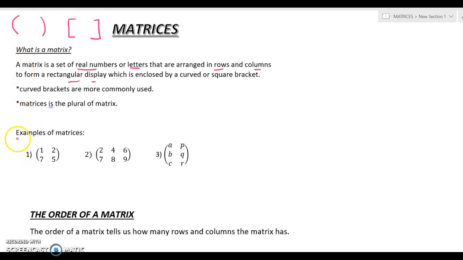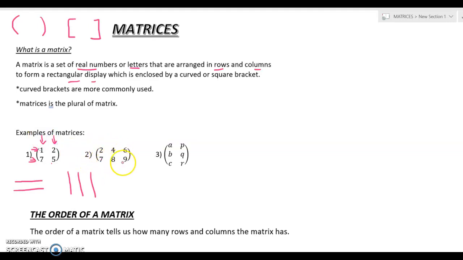So what are some examples of matrices? As we said, it's basically curved brackets, and they have numbers arranged in rows and columns. The first one we have here is 1, 2, 7, 5, right? Now the rows, remember a row is the horizontal, that's rows. And the vertical alignment, that's columns, right? So here I have two rows, and then I have two columns coming down. See it?